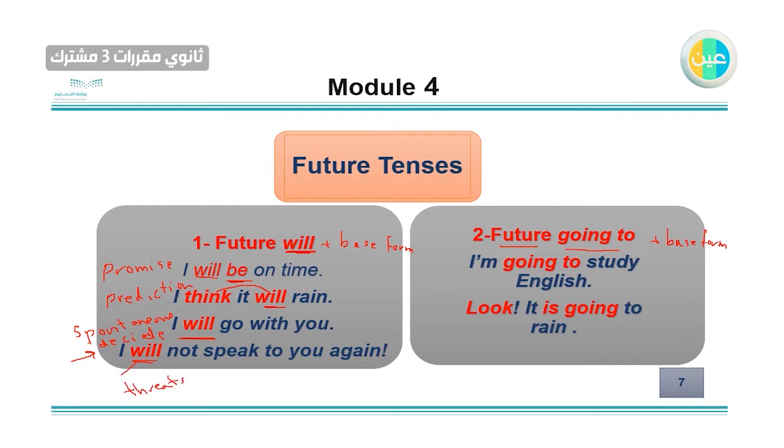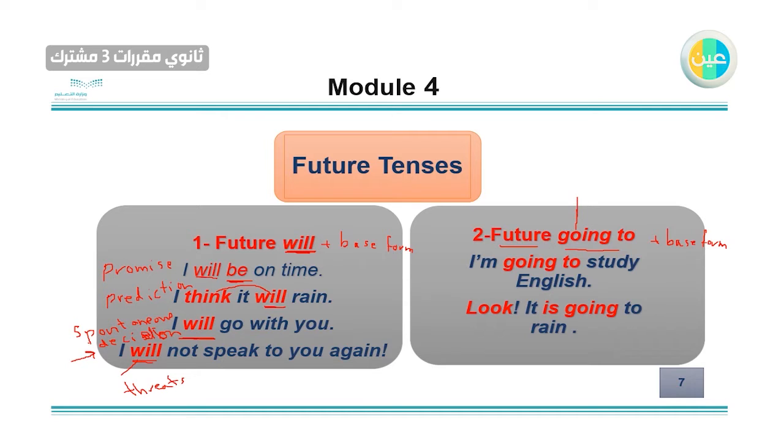So again, for promises, number one, for prediction, for spontaneous decision when you decide to do something, or for threats. This is for will. What about going to? Be careful first. For going to, you should use be.